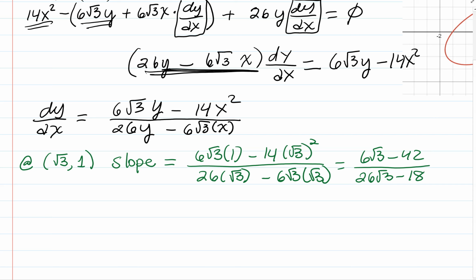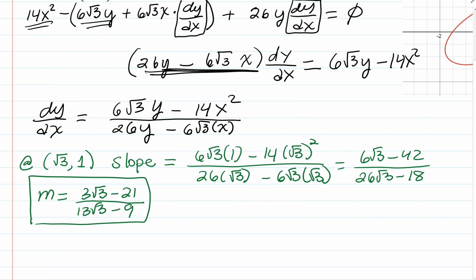Okay, so I can see that everything has a 2 in it, so I can reduce. I would say the slope m is 3 square root of 3 minus 21 all over 13 square root of 3 minus 9. That is the slope. And here is my point. So we can plug that into point-slope form, or y equals mx plus b, and find the equation of the tangent line.